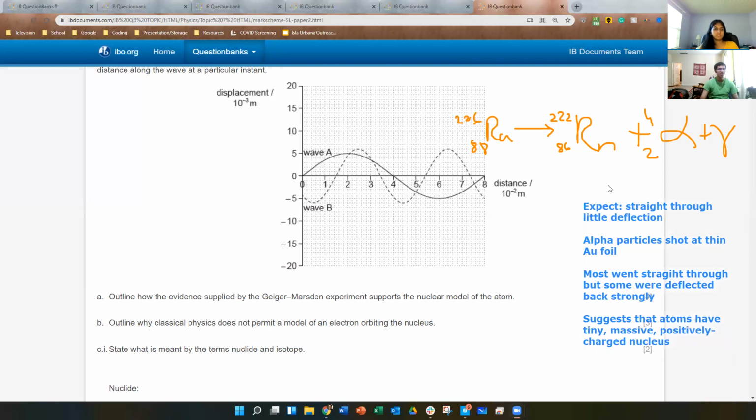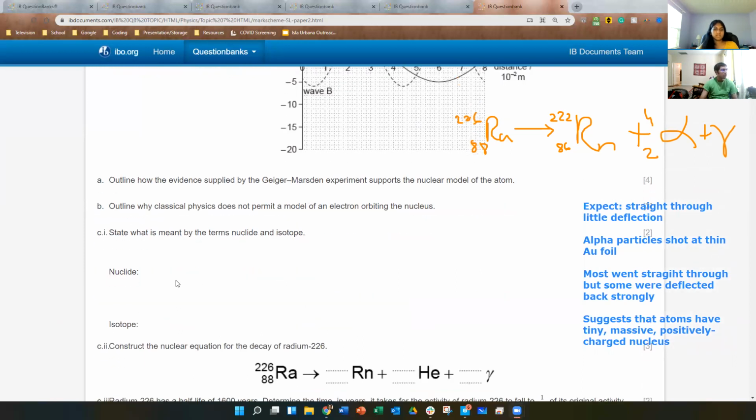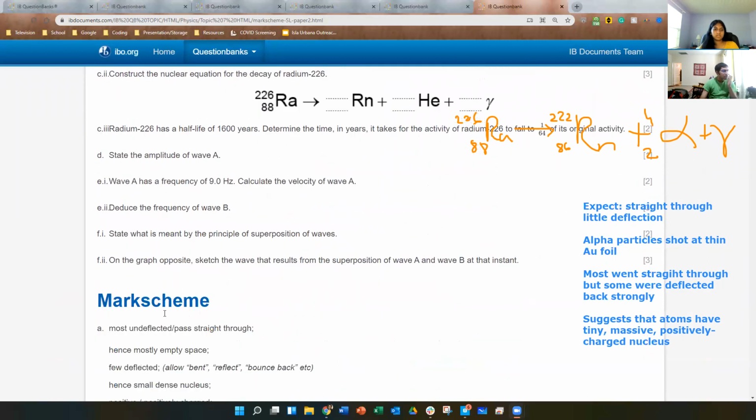Okay. Let's see what they want. Okay. Most undeflected, pass straight through. Good, we had that. Oh, we should have stated the mostly empty space part. Okay. Bounce back, yay. You deflected, yes. Bounce back. Okay. Hence, small dense nucleus. Good. So we got 3 out of the 4. What's the other part? The mostly empty space part. Is there something below? Oh no, that's the second part of the question. Oh, okay.